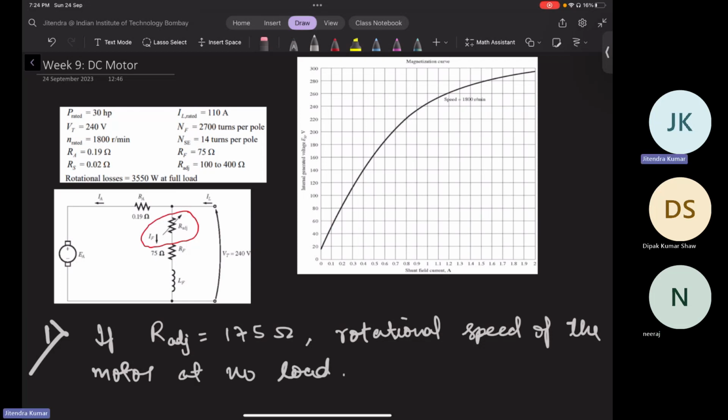First of all, are you able to identify this circuit? Which configuration is this circuit? Shunt motor, sir. Shunt motor, exactly. Now, what will be the effect of changing the adjustable resistor? Field current will change, sir. Field current will definitely change, yes. So let us solve it.